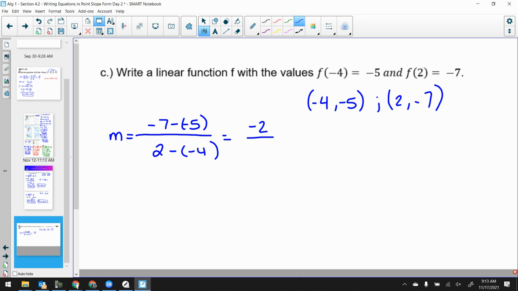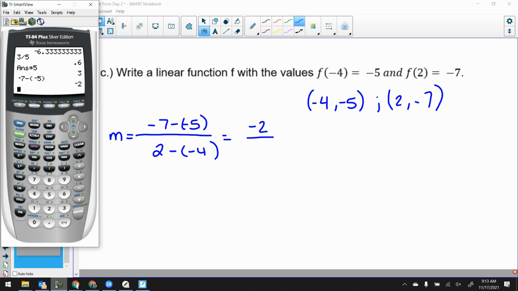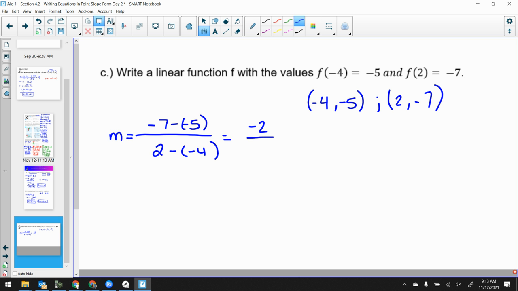What is it? -7 minus 5 would have been -12. -7 minus -5 gets us a -2. Thank you, Nick, for getting us back to math. I appreciate that. So 2 minus -4, that would be a +6. So -1/3 is my slope.